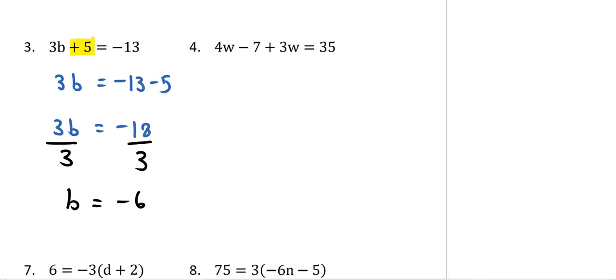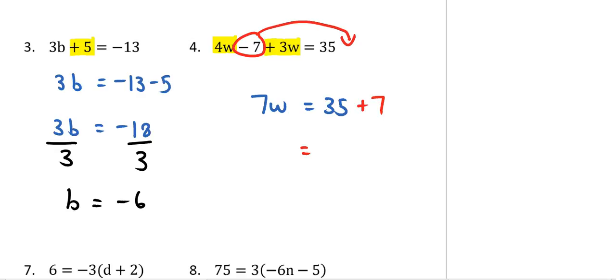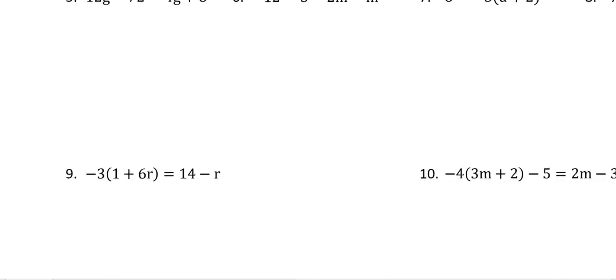For the next one here, on the left-hand side, I have a 4w and a positive 3w, so 4 plus 3 will be 7w, equals 35. And then I have to bring this -7 to the other side, that'll be positive 7. So 35 plus 7 is 42, and this would be 7w, and then I divide both sides by 7. W equals 6. Okay, let's move on.